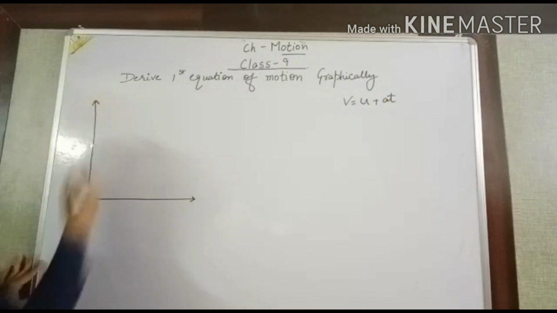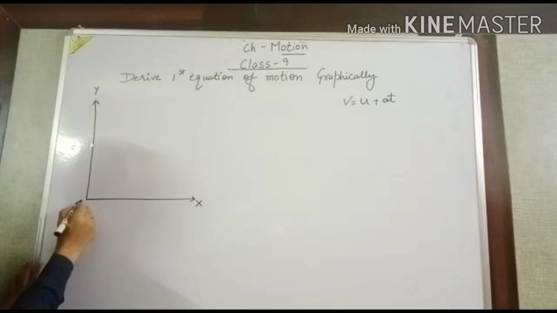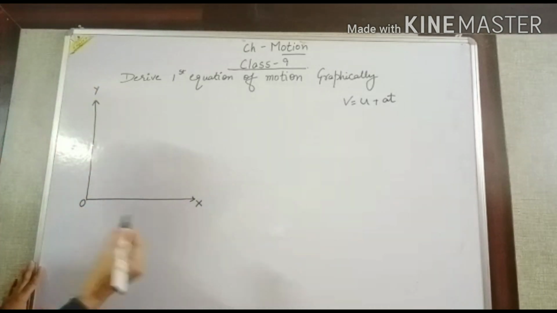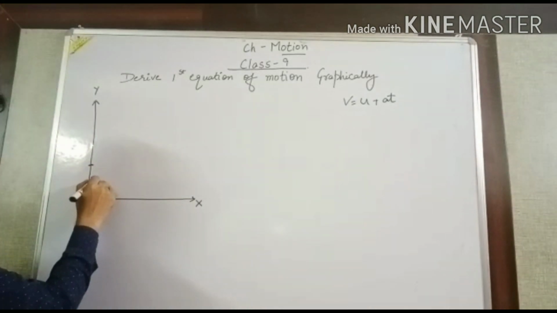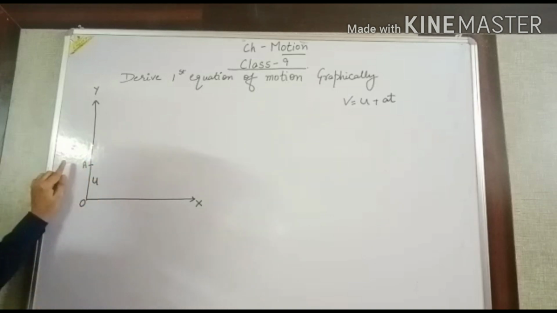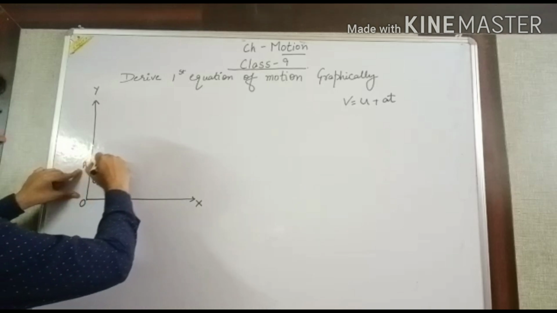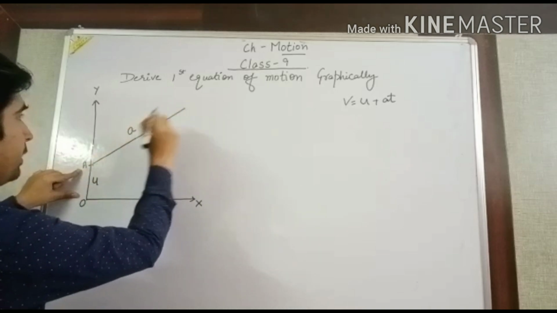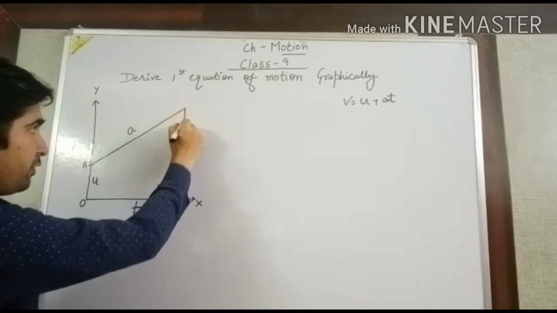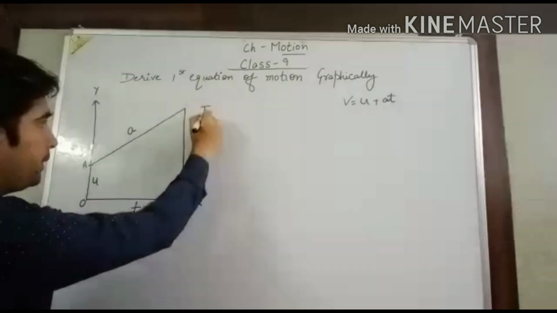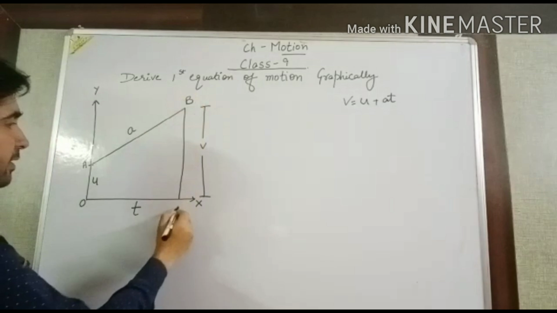So I am drawing the velocity-time graph here. This is the x-axis, this is the y-axis, and we take this as origin O. Now we'll consider a body moving with the initial velocity u. Suppose this is at point A and its initial velocity is u. The body accelerates and takes time t to reach the final velocity v. Now we mark these points as B and this as C.